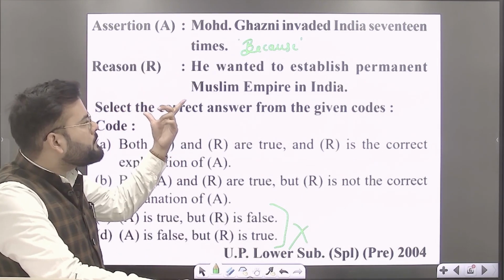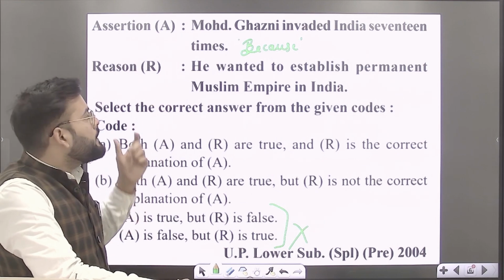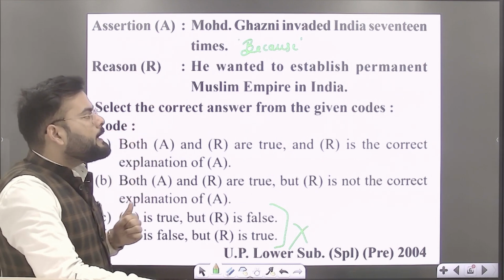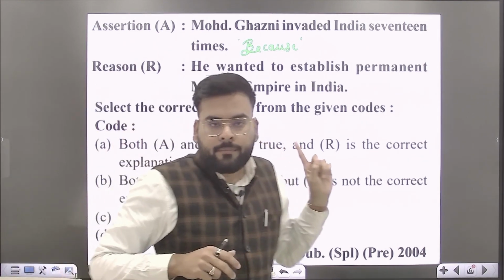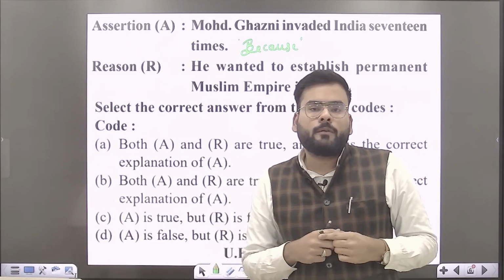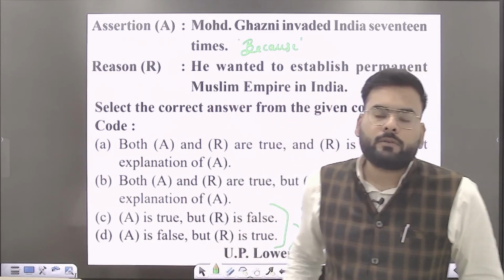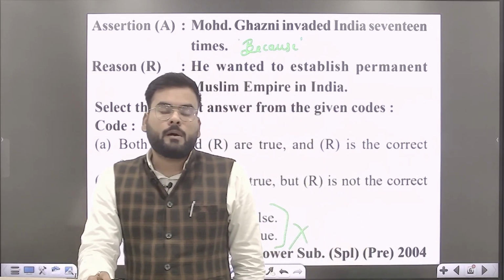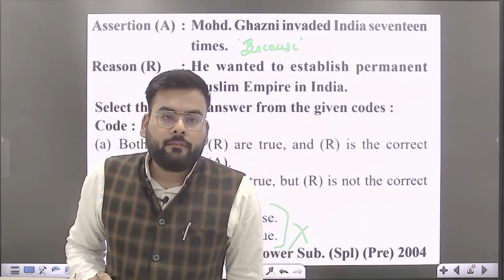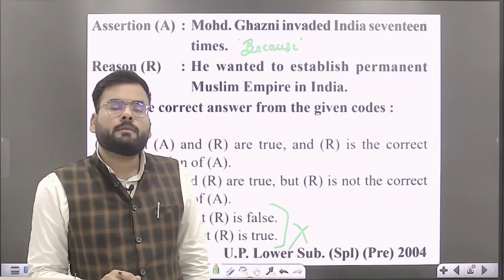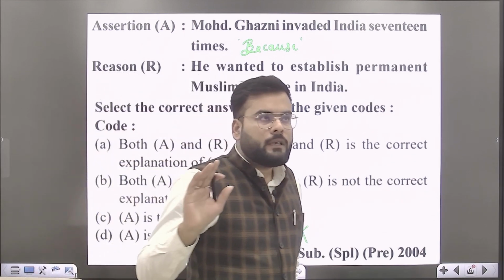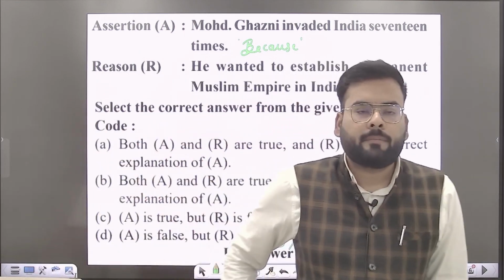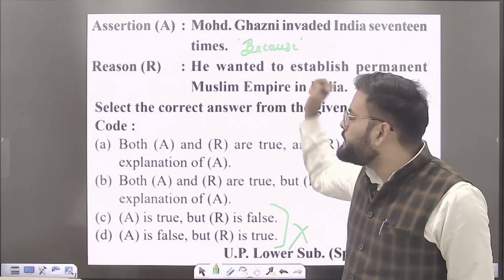Now let's move on to the question again. Mahmud Ghaznavi invaded India 17 times, that is actually factually correct. The invasions happened from 1001 to 1028 AD. There were 17 different invasions by Mahmud Ghaznavi, and he invaded the Gujarat Somnath temple in 1025 and 1026. So this statement is factually correct.